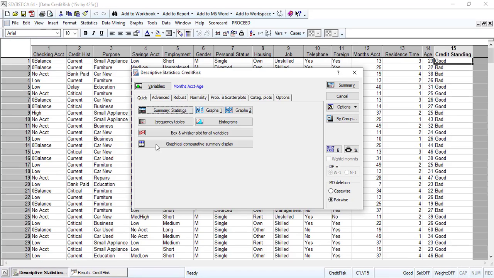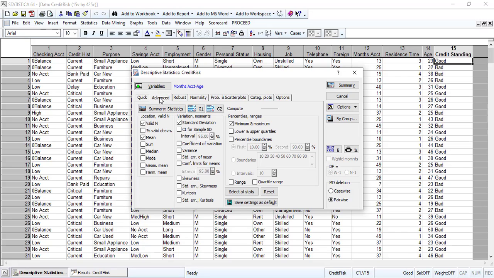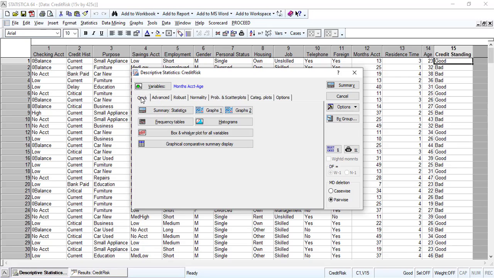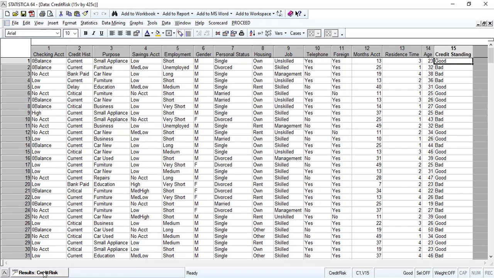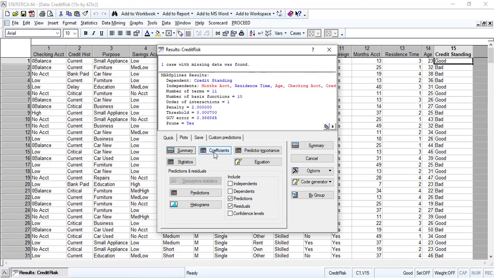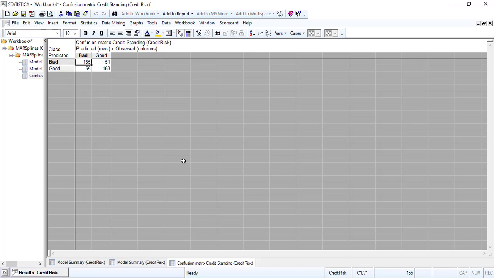Now, it is important to get the confusion matrix, okay? So we can see the observation versus the prediction. For example, as you can see here, predicted are in the rows and observed are in the columns. So, what does that mean to us?